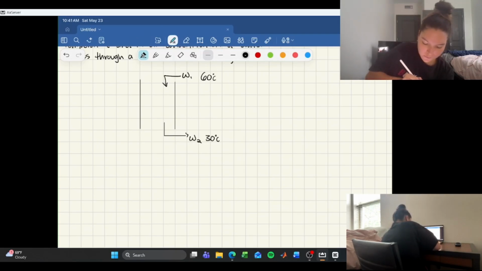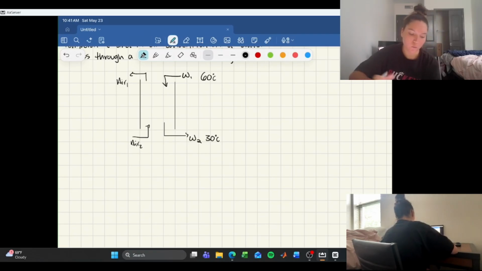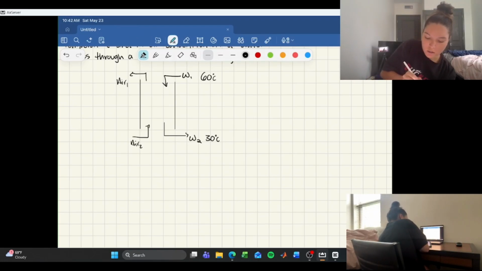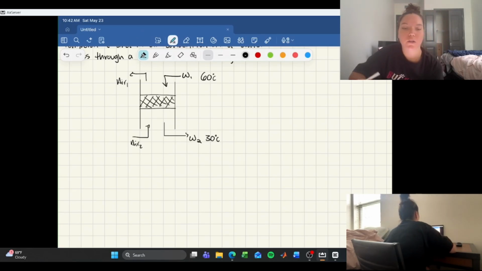And then we have air, and then the water and the air are in two different directions. That gives you the countercurrent cooling tower. And then inside the cooling tower, there's going to be packing. And this maximizes the surface area between the water and the air for better heat transfer.